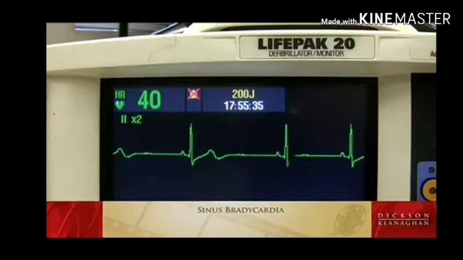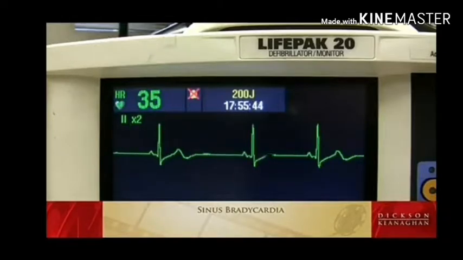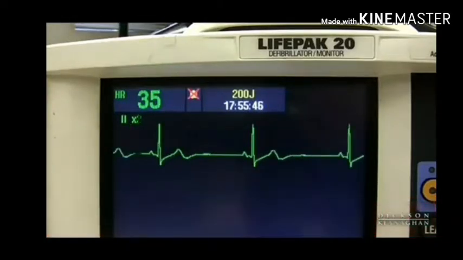Sinus bradycardia. Notice the heart rate is below 60. Patient may be symptomatic. However, it is a regular rhythm. The PR interval measures normal. It's just the heart rate is slow. Sinus bradycardia.